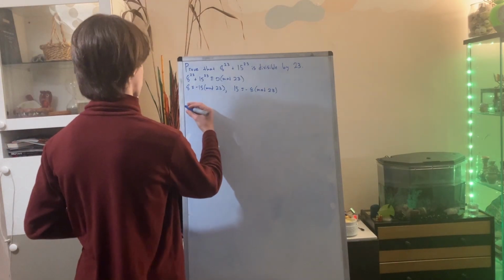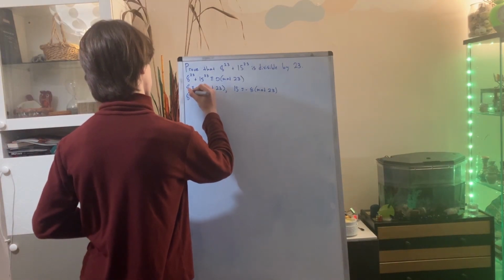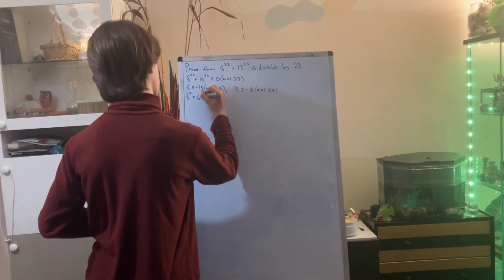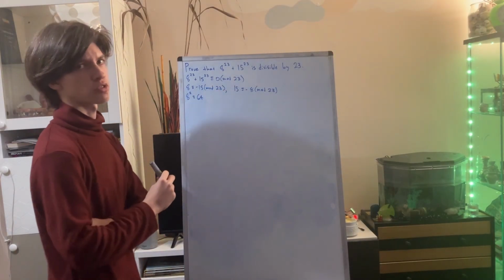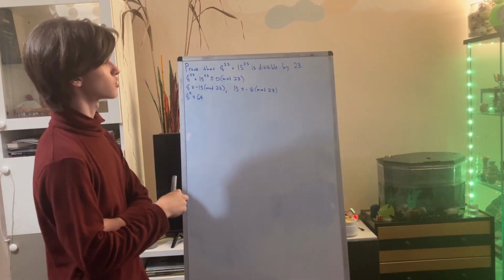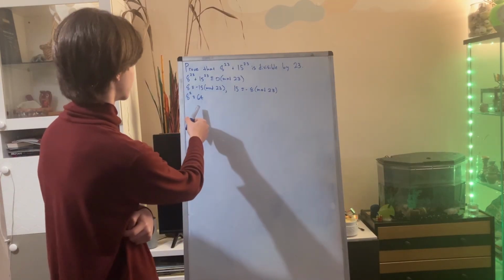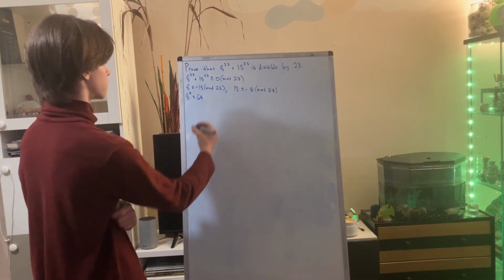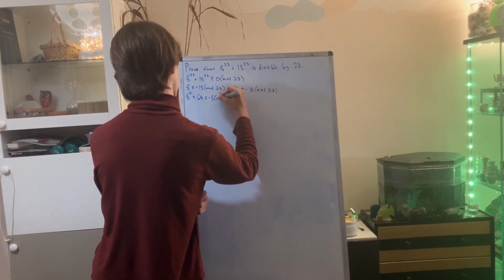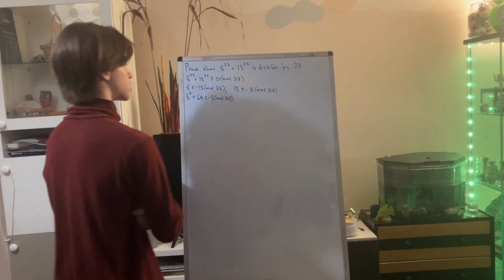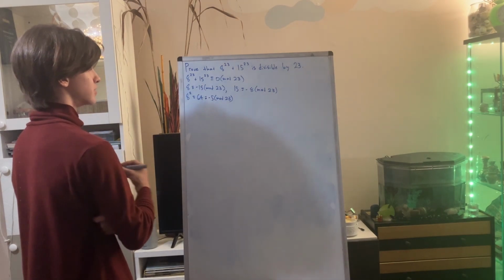Let's examine 8 squared. 8 squared is 64. And 64 is how much away from the next multiple of 23? Well, it seems like the next multiple of 23 is 69. And 64 is 5 away from 69. So that's congruent to minus 5 mod 23. That's already much better. And what about 15 squared too?